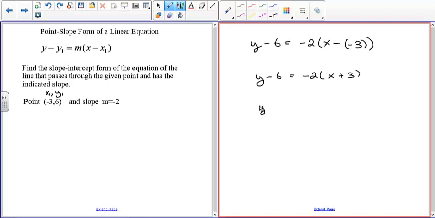Then you multiply negative 2 times both of those terms. So we get negative 2x, negative 2 times 6, negative 2 times 3 is negative 6. And we add 6 to both sides. And in this case, we get just y equals negative 2x. So there's a plus 0 here. So the y-intercept would be 0. Slope would be negative 2.